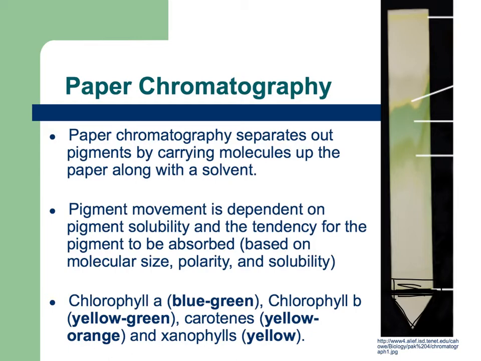So you have chlorophyll A, which is a blue-green color. You have chlorophyll B, which is more of a yellow-green. You have your carotenes, or carotenoids, which are a yellowish orange, and you have xanthophylls, and that's a pretty light yellow.